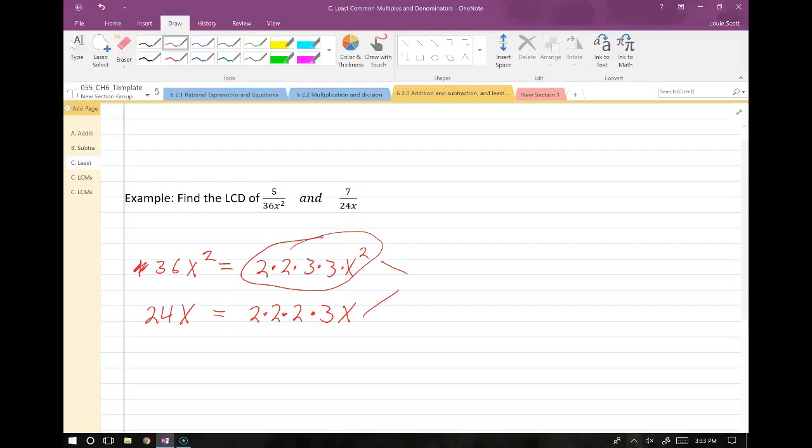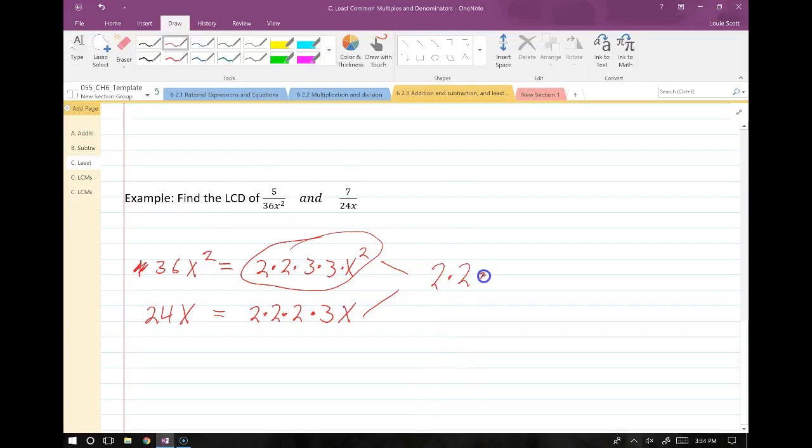I like to choose the larger one because that means I'm adding fewer factors to it. And sometimes one of them completely contains the other one. And if that's the case, you just choose that one because that's automatically your LCD. So I'm going to choose this one, 36x squared.